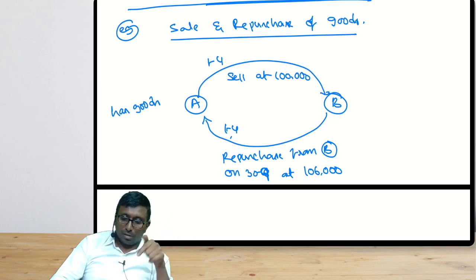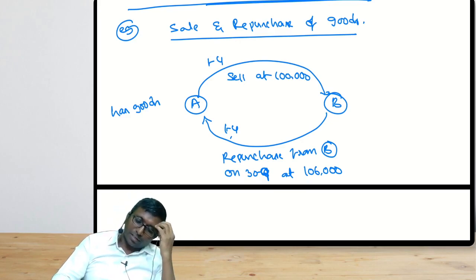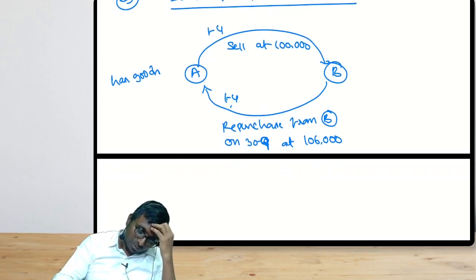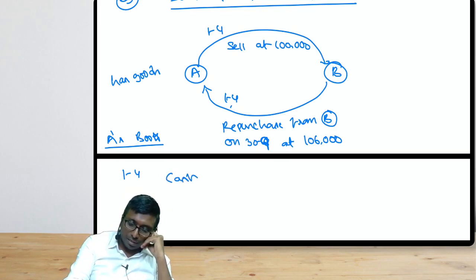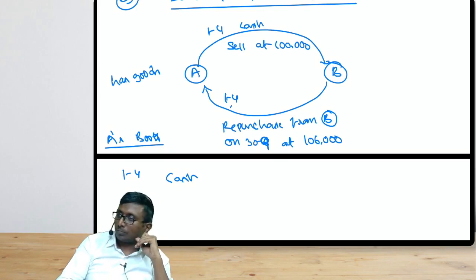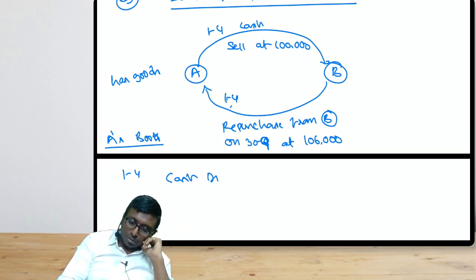Understood? So now, what is the journal entry that should be recorded in the books of A on 1st April? That's all is my question. 1 4, A's books of account. Cash account debit. Cash sales hai. These are all cash sales, no doubt. Everything cash, no credit. Cash account debit to sales. How much? 1 lakh.